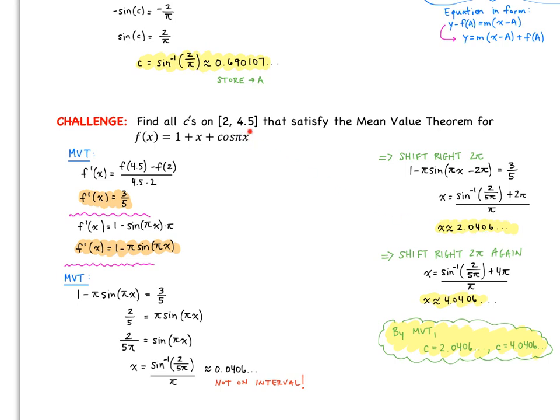However, did we get all of the c values? Well, if we shift right 2 pi again, and I kind of skipped that first step, but it leads us down to this x value, which turns out to be 4.0406, etc., which is still in our interval. If we shifted right 2 pi again, we're going to be outside of our interval, so we don't have to worry about any more than that. So by the mean value theorem, we get 2 c values that are satisfying our theorem, okay? And those are our 2 c values.